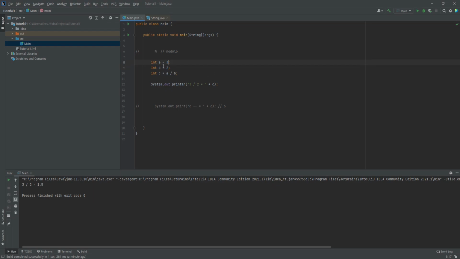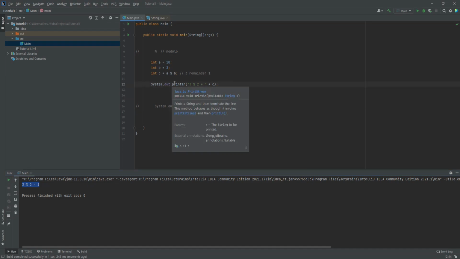So let me change A to 10 and B to 3. If I change this to modulo, what is 10 divided by 3? As we know, it's 3, right? So we should get 3. But if we recall, what's the remainder of 10 divided by 3? We have 3, and we have the remainder of 1. So the same goes for modulo. That's how modulo works. So if you run this, we would get 1. This is how modulo works.